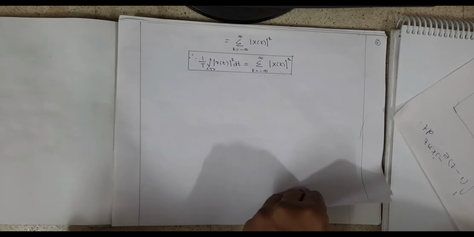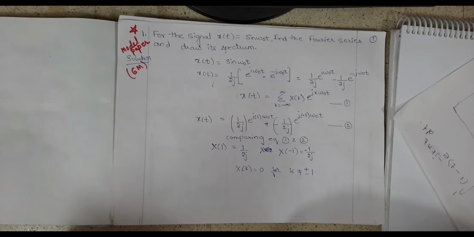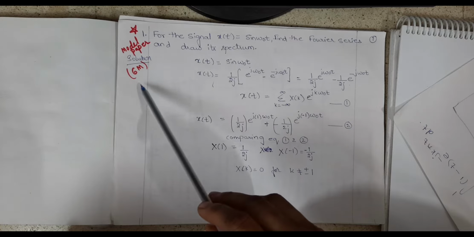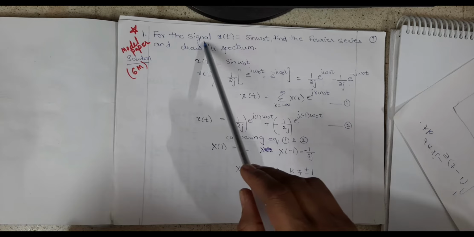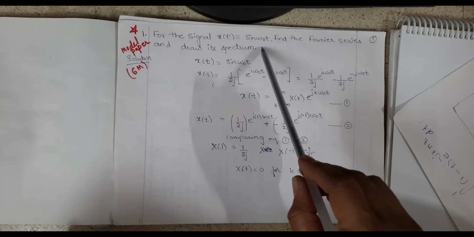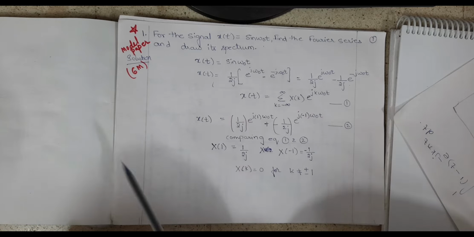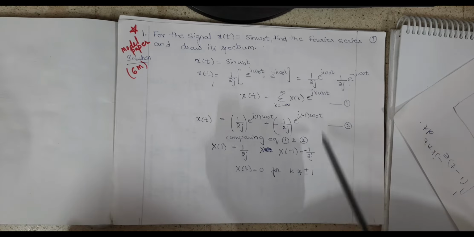Now let us solve some problems on this. This is a model paper question, a 6 marks question. For the signal x of t is equal to sine omega naught t, find the Fourier series and draw its spectrum. This is the first problem.